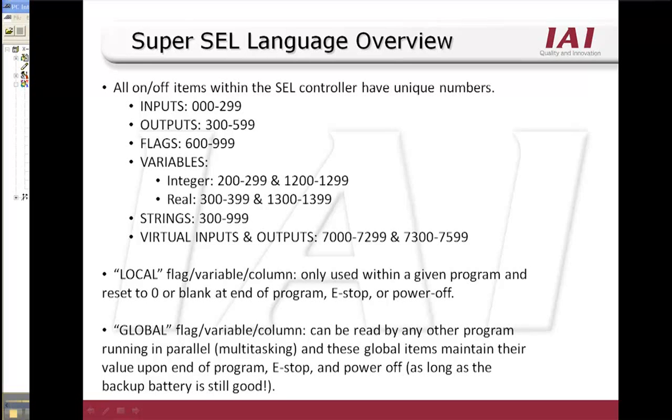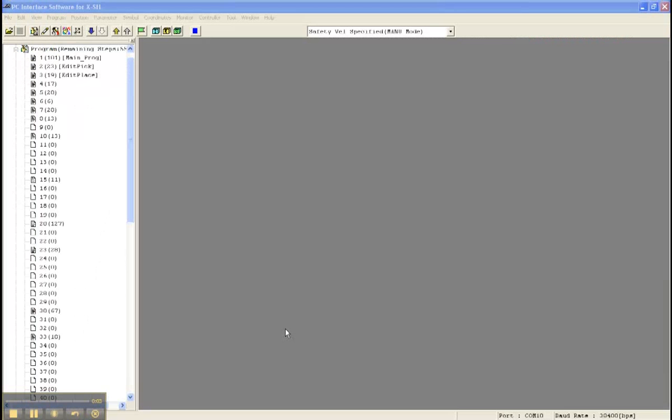There is also a flag data type. A flag is an internal output that is used for program flow and can indicate a task is complete or a program is running. The flags are stored in variables 600 to 899. The IAI controller can store up to 64 or 128 programs, depending on your controller type. Up to 16 programs can be run simultaneously for multitasking applications.